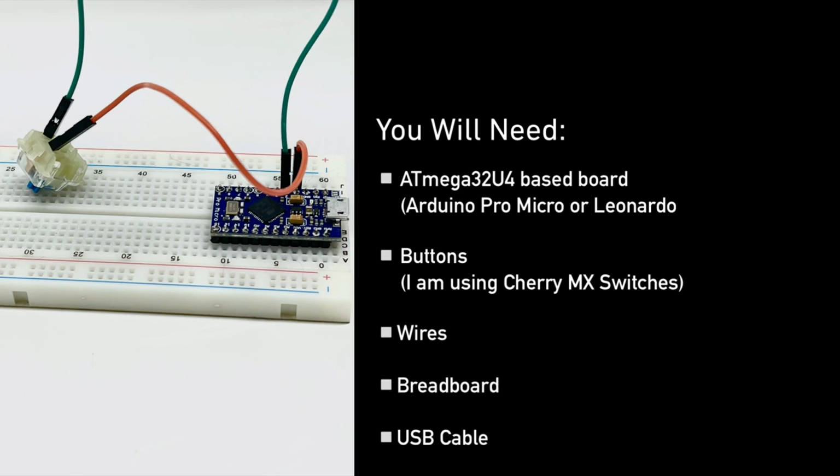So whereas I'm using Cherry MX switches because I'm building up to create a real keyboard, you can use regular buttons. This can be done really, really cheaply, or you can do a full, really luxurious keyboard and everything in between. So you're gonna need an ATmega32U4 based board, as I said, like an Arduino Pro Micro or a Leonardo. The Pro Micro is just smaller.